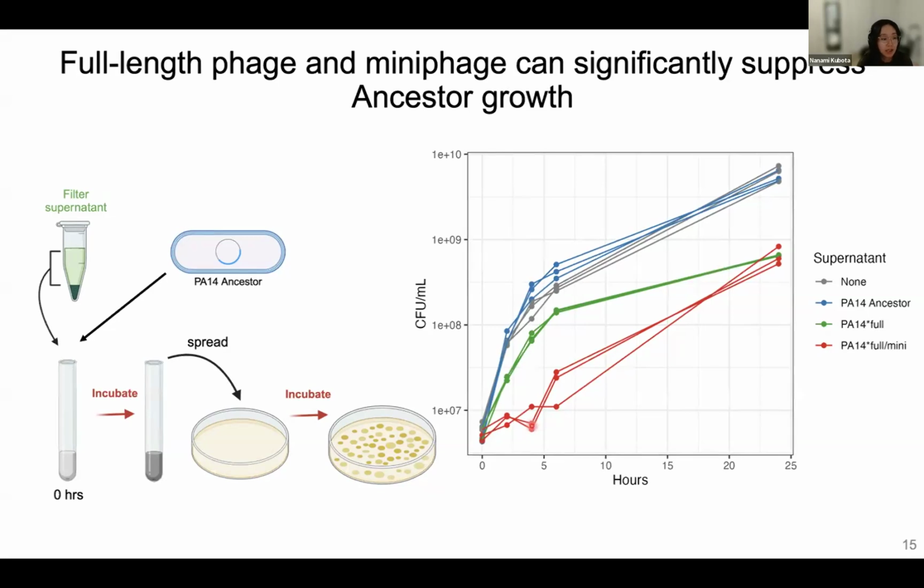And this shows that our phages are responsible for the early growth suppression that we see in the ancestor. And given this data, as well as the higher copy number in our full mini bacterial whole genome sequencing, we think that the bacteria with both full and mini phages are just making a bunch more phage than our only full infected bacteria. And that's why having both full and mini allows the bacteria to outcompete ancestor better than if it just had the full length phage.